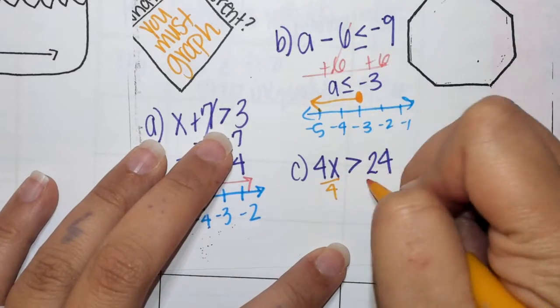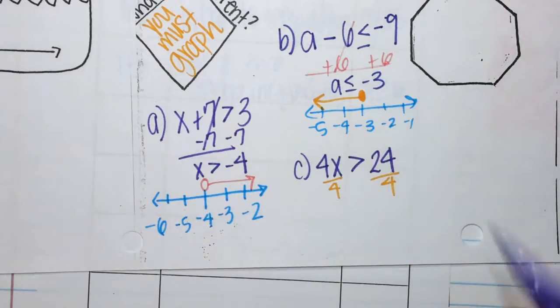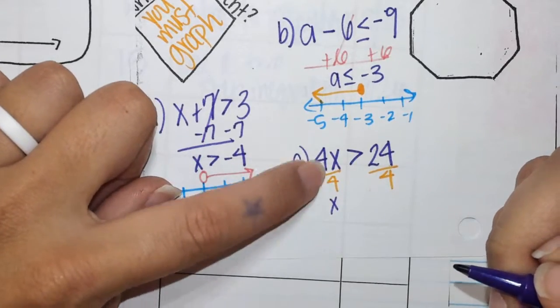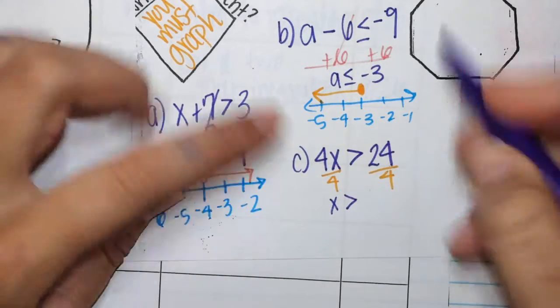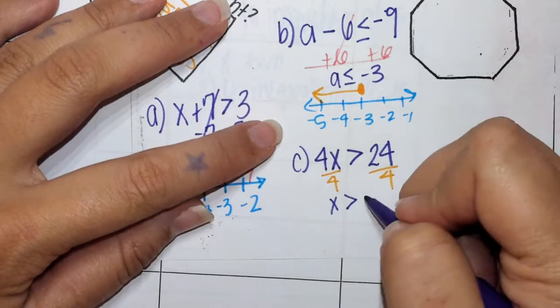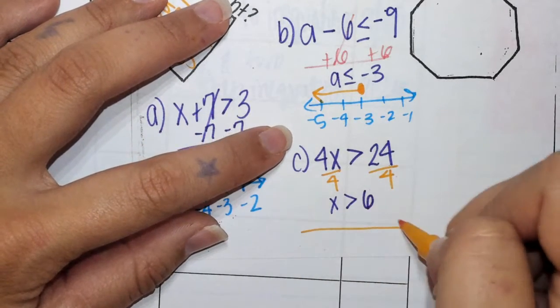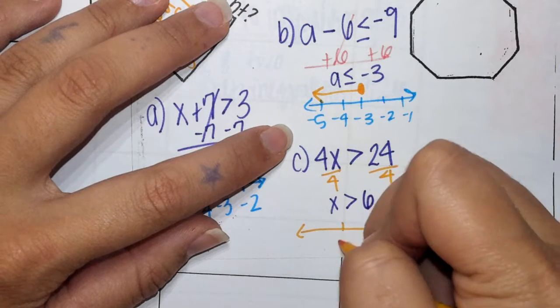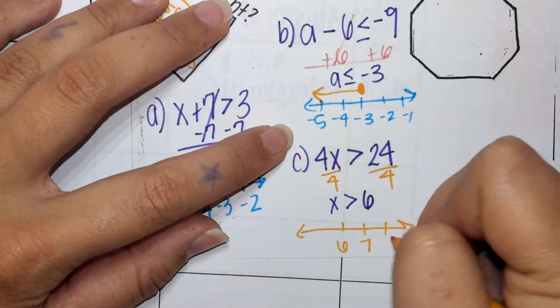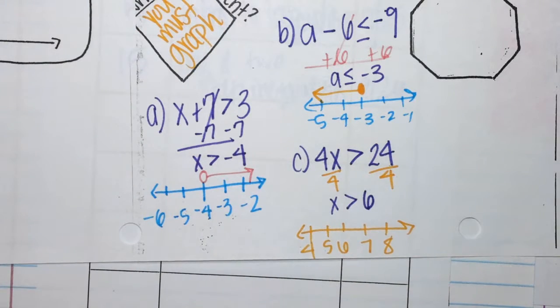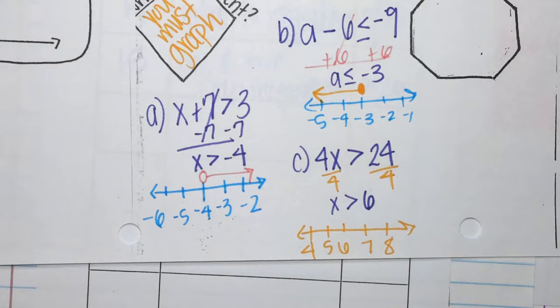So let's divide both sides by 4. Now, did I multiply or divide by a negative right here? No, so nothing changes. 24 divided by 4 is 6, yes. And then we graph it and move on with our life. I'll let you guys catch up. I got excited and moved fast on that one.